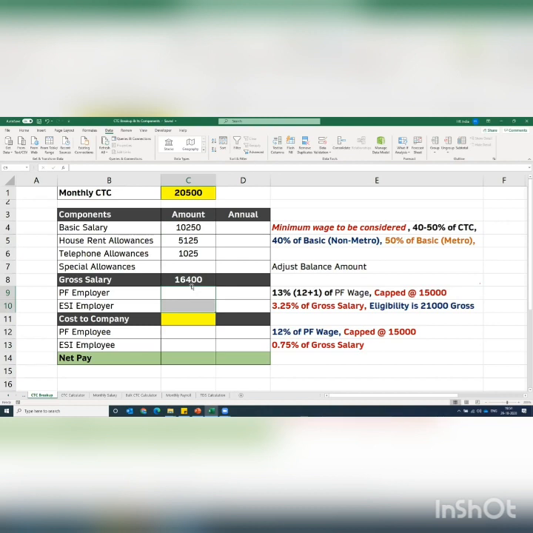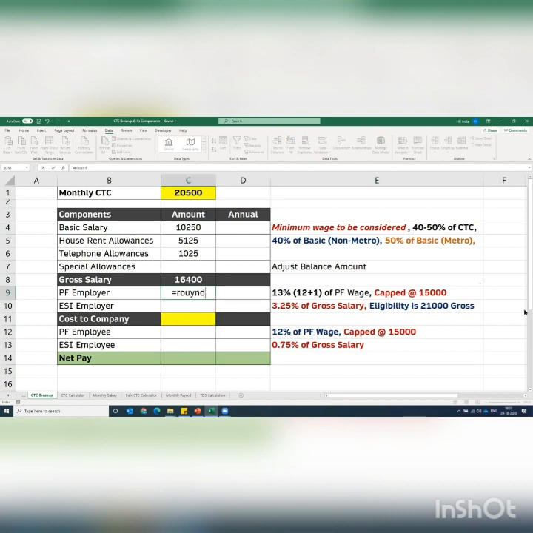For now, we are going to calculate PF with the rate of 13% of the PF wages, and considering the gross salary as the PF wages, we are going to calculate PF on the gross salary of the employee by capping it to maximum 15,000. Even if the gross salary of the employee goes more than 15,000, we'll limit our cost to maximum 15,000, right? How do we do that? So I'm going to use the IF function over here.